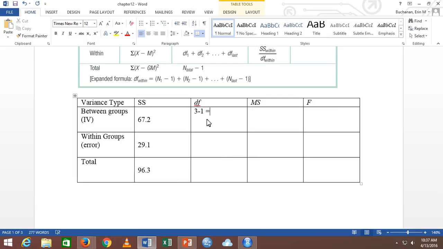So for here, and I'll write it out, 3 minus 1 is 2. Then 10 minus 1 plus 10 minus 1 plus 10 minus 1, it's 27. And then this one is 30 minus 1, which is 29. And they still add up going down. So the cool thing about the source table is it adds going down. And as you'll see when we get to mean square in a second, it divides going across.